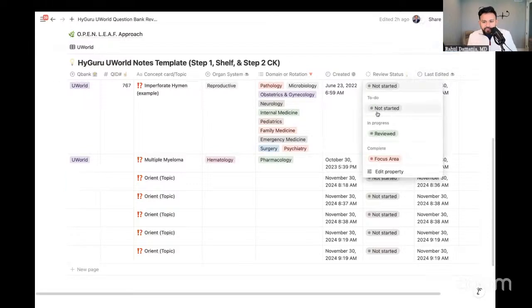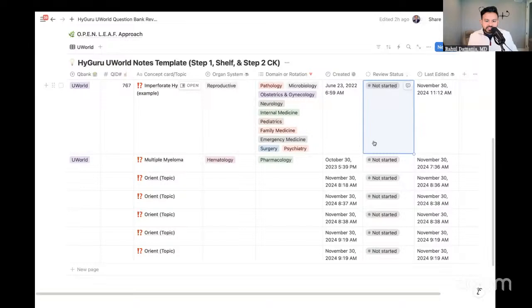And then this is a review status, and we'll get to this later on. But then you can tag something as reviewed, or I need to focus on this more, or I haven't started the review on this as you're building your own spaced repetition. So what I would recommend is that you either have UWorld on one side and then this notes template, or you have 2 separate monitors as you set this up.